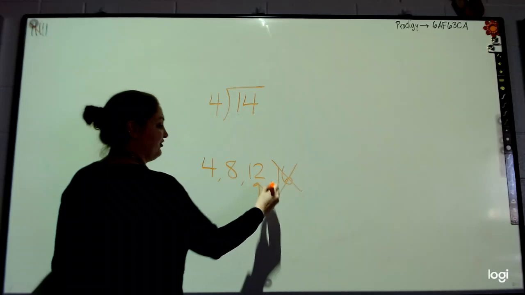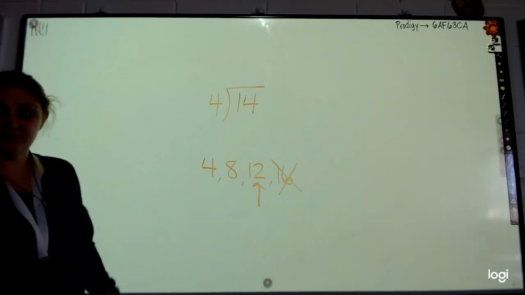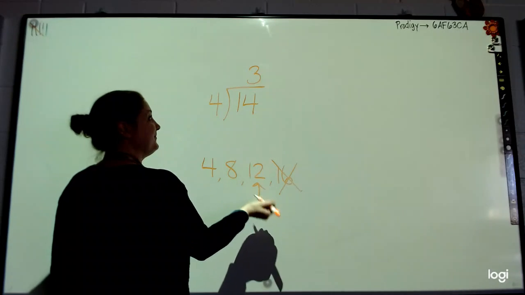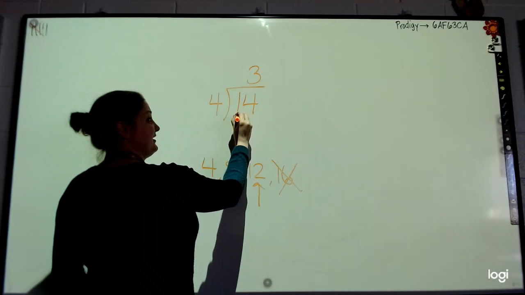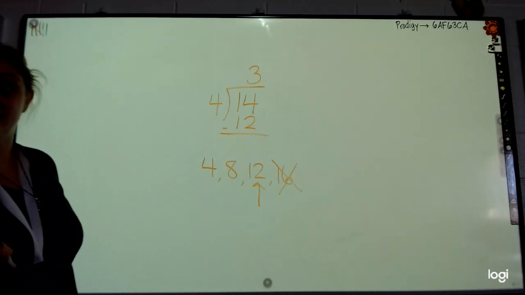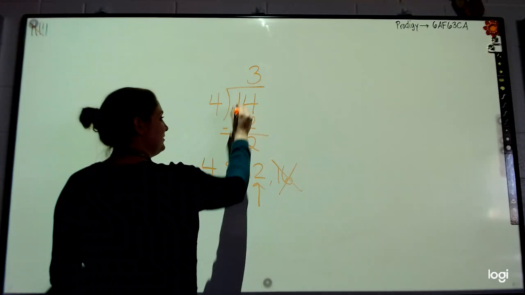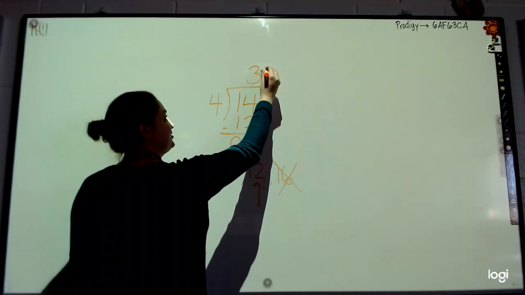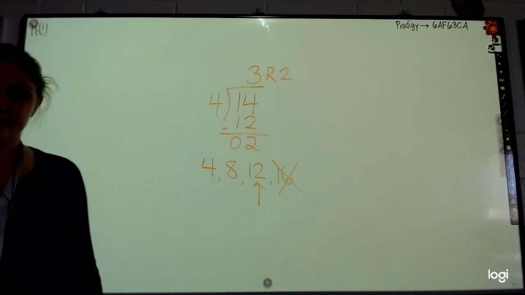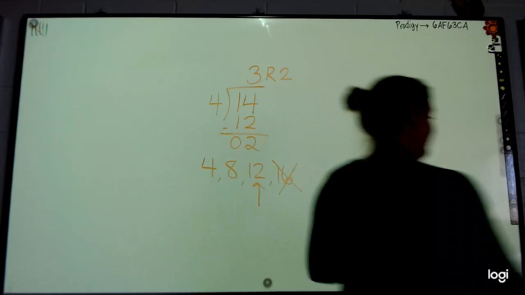Okay, so this is too many. So, how many groups of 4 do I need to make 12? 1, 2, 3. 3 times 4 is 12. So I put my 3 up here for my third group. And then I know 3 times 4 is 12. Write it below and subtract in order to find out what leftover we've got for our remainder. 4 minus 2 is 2. 1 minus 1 is 0. Okay, we have to send the 2 up here. So our answer is 3 with 2 left over. 3 remainder 2. All right, go ahead, erase your boards.